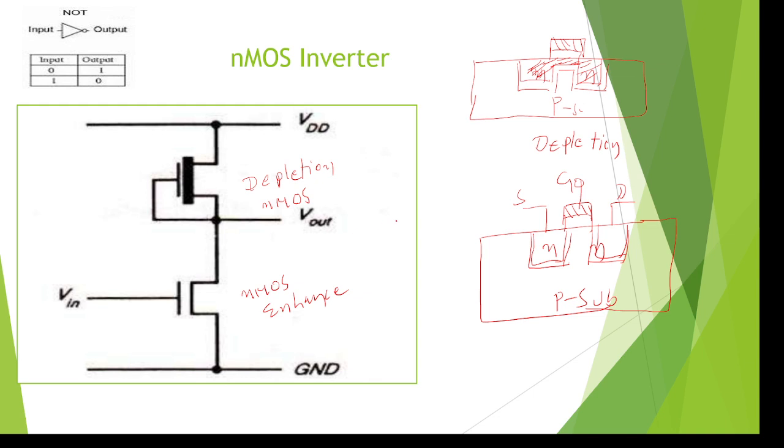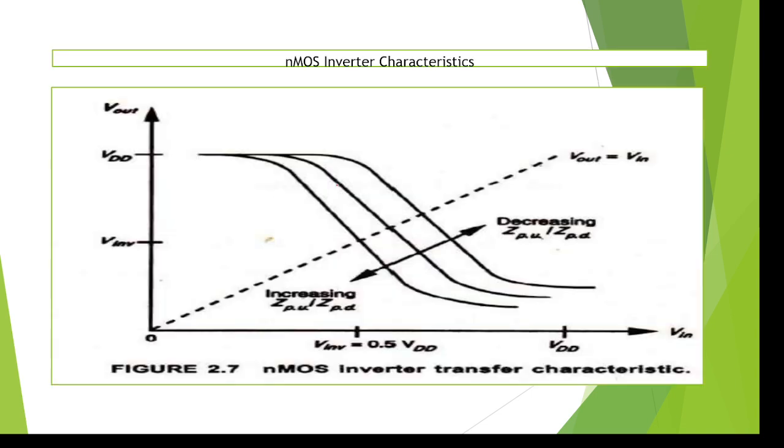How we will get 1 and 0, you will check it. While giving 1, you should get 0 output. While giving 0, you should get 1 output. So that is the operation. But before that, we should see when it goes to the on condition and when it goes to the off condition.